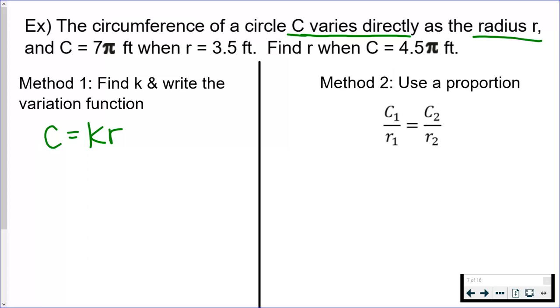The next piece of information we're given is that C is 7 pi when R is 3.5. So you need to make sure that you're not mixing and matching numbers here. It's telling us that the 7 pi and the 3.5 go together. So because of that, I'm going to plug them in together, and that will help me find K.